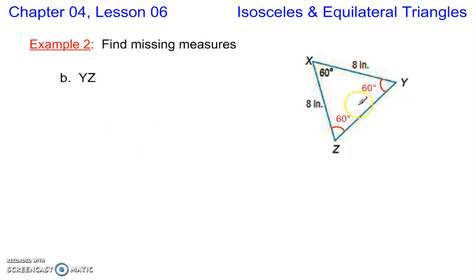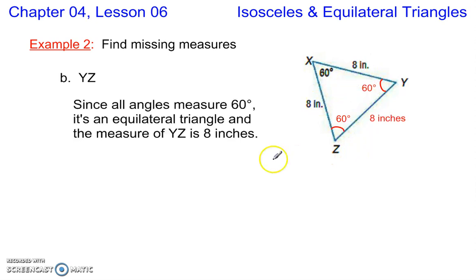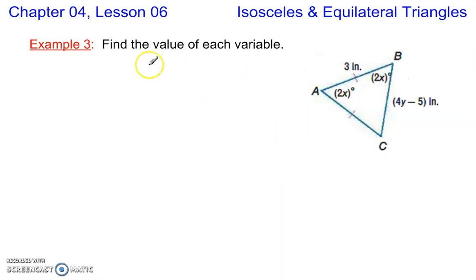Since all three angles are 60 degrees, and we want to find this side, YZ, we know that if all three angles are the same, if it's equiangular, it has to be equilateral. So that means this side is also 8 inches. Find the value of each variable.